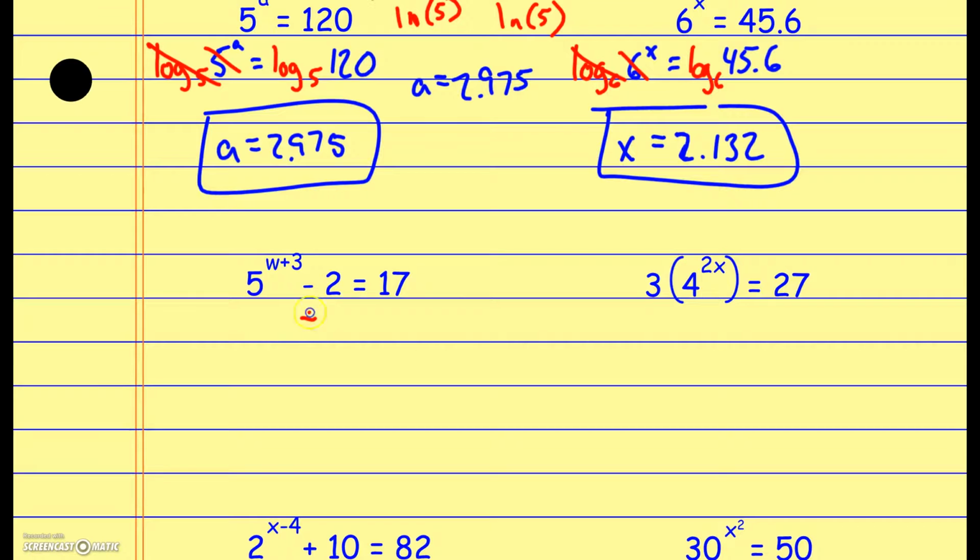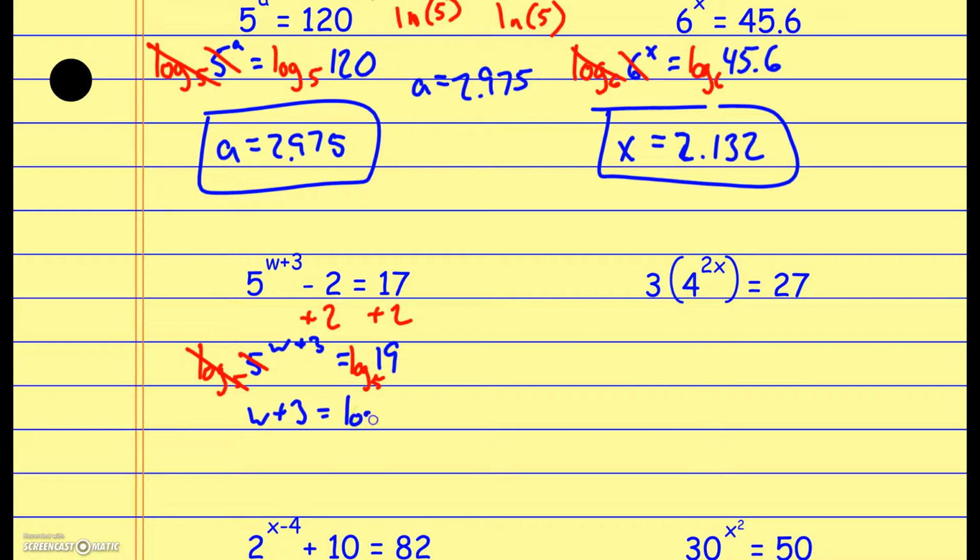so I have to get it by itself, so I'm going to add 2 to each side. When I do that, I end up with 5 raised to the w plus 3 equals 19. Now to undo 5 raised to a power, I do log base 5. Again, you could just use the natural log here and then go from there. When it's a simple example like this, you might as well just do the base that matches. So now here, log base 5 and the 5 cancel. Leaves me with w plus 3.